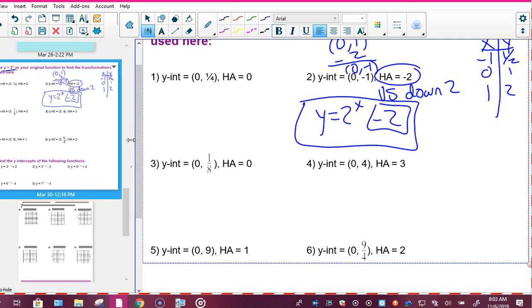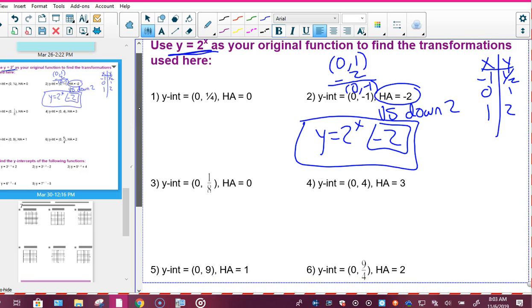Number 4 is the same. I want to do one of these. It doesn't really matter which. So let's do number 1. I should have just started with that one. It's okay. Here, our horizontal asymptote is 0. What does that mean? There's no vertical shift.